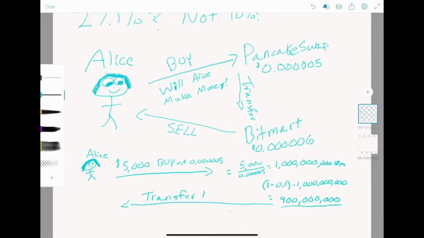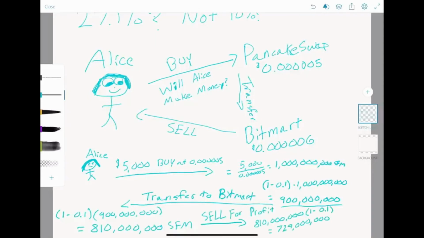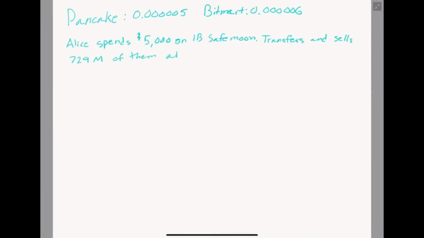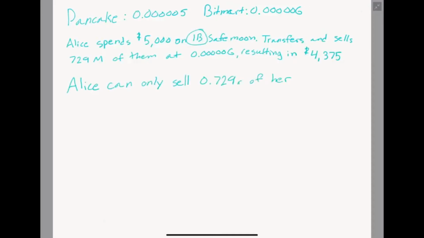Now, let's generalize this for all prices and initial investments to get a nice equality. As explained earlier, if Alice is hoping to profit off arbitrage with Safemoon, she must expect to sell no greater than 72.9% of her initial investment of tokens. First thing we have to figure out is how many tokens will we be able to sell. We take our initial investment X and divide it by the buy price B.